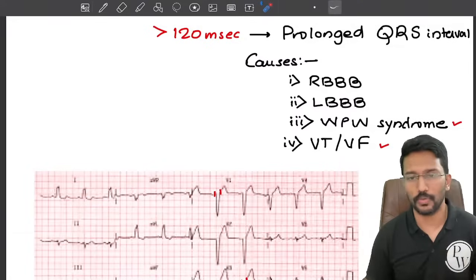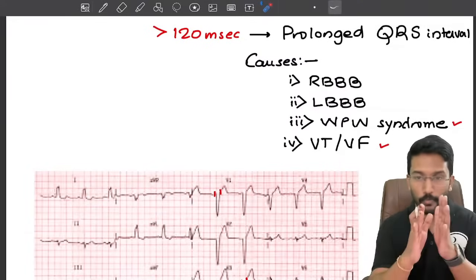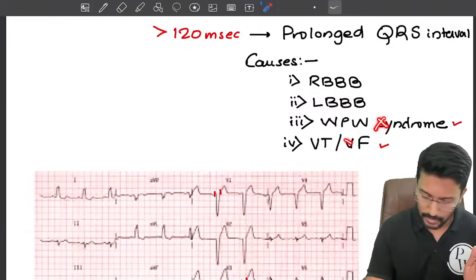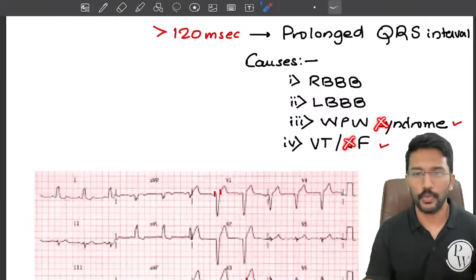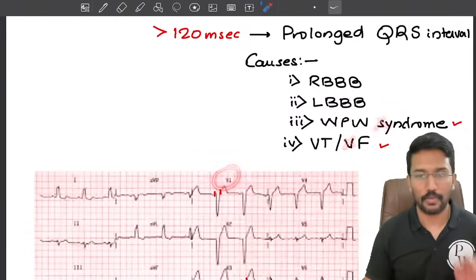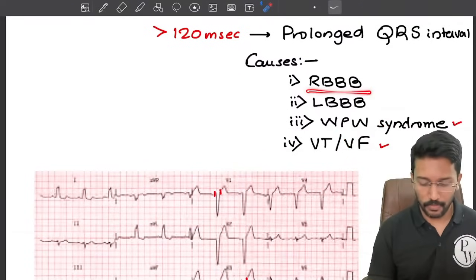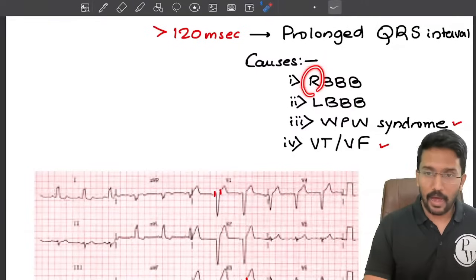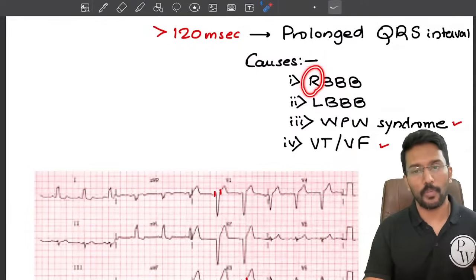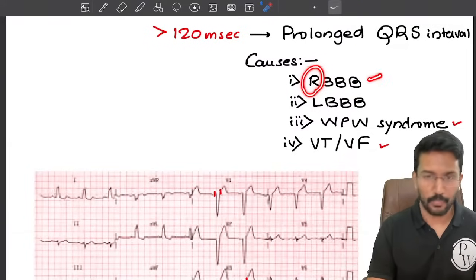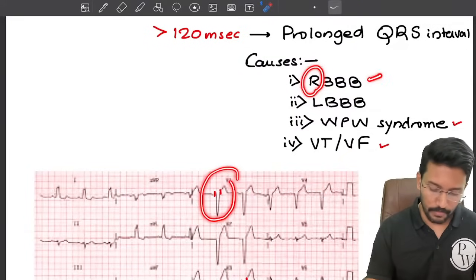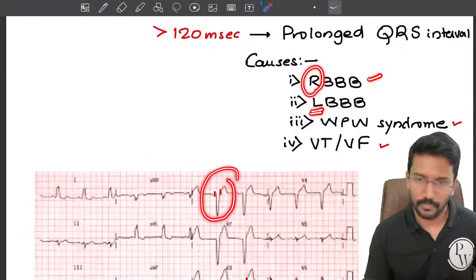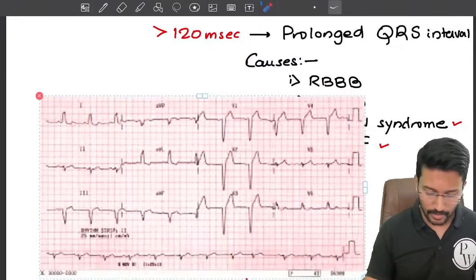Okay, and I have told you this is the simplest way to remember it. If you have wide QRS complexes and the case is not WPW syndrome, the case is not VT or VF, then all you need to do is look at the lead V1. In the lead V1, if R wave is predominant, then it is RBBB. And if in lead V1, S wave is predominant, then it is LBBB. Very simple approach, right? Now look at this ECG.